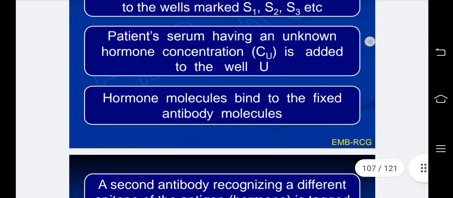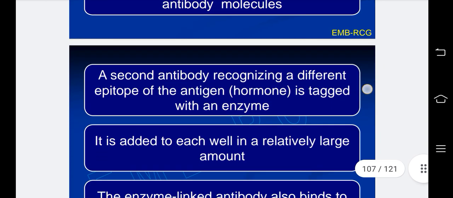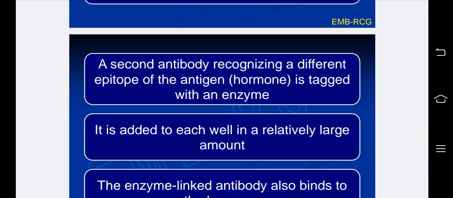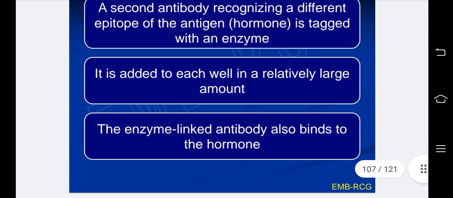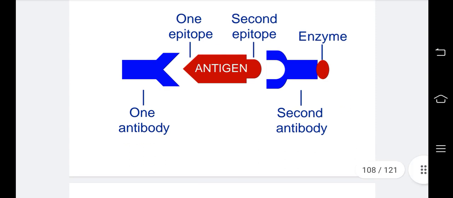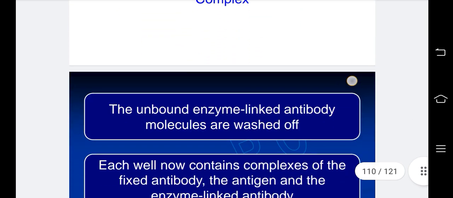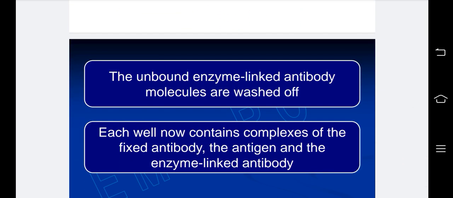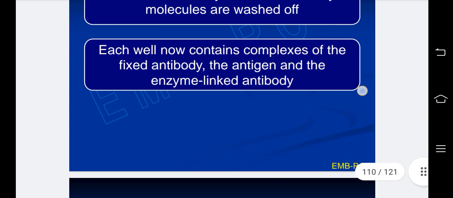Hormone molecules bind to the fixed antibody molecules. The second antibody, recognizing a different epitope of the antigen hormone, is tagged with an enzyme. It is added to each well in a relatively large amount. The enzyme-linked antibody also binds to the hormone. One epitope, one antibody; second epitope, enzyme, second antibody, complex. The unbound enzyme-linked antibody molecules are washed off. Each well now contains complexes of the fixed antibody, the antigen, and the enzyme-linked antibody.